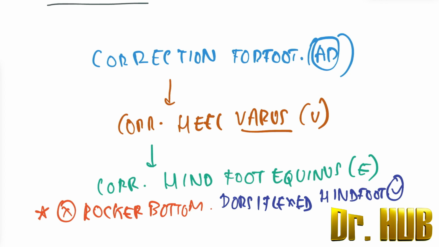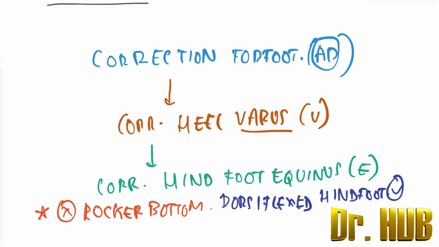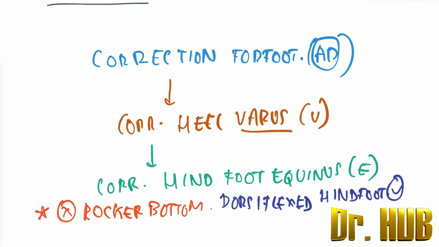So to repeat what we did, the correction first will be the correction of the forefoot, that is by adduction. Next, correction of the heel, that is varus, and then correction of the hind foot, the equinus. This order is to be followed to prevent the rocker bottom foot, which develops if it is dorsiflexed through the hind foot rather than the midfoot.